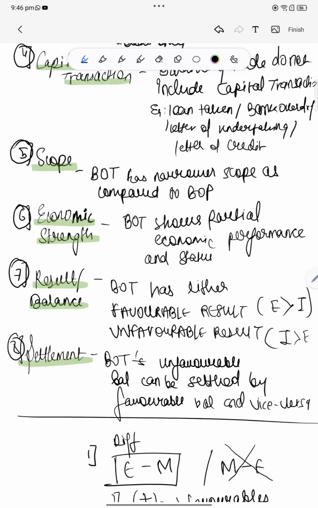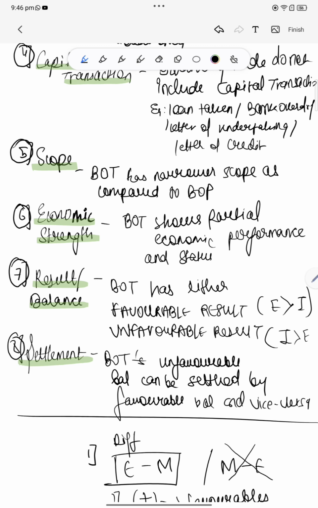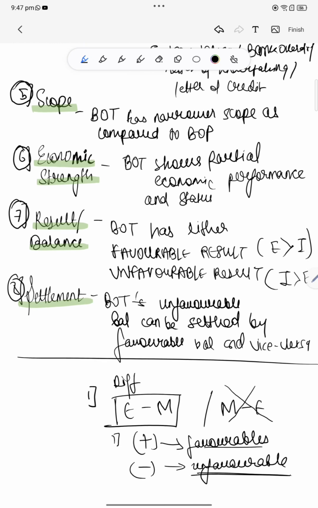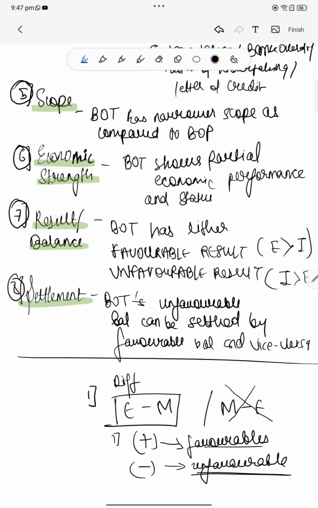Then balance of trade is of a narrower scope than balance of payment, because balance of payment is a systematic record of transactions between a country and a person outside the country. It includes goods, services and capital transactions. So it is broader, whereas BOT is narrower. And since BOT only shows the difference between exports and imports of goods, it shows the partial economic status and performance and not the complete.